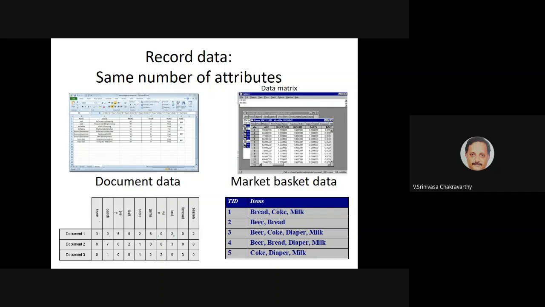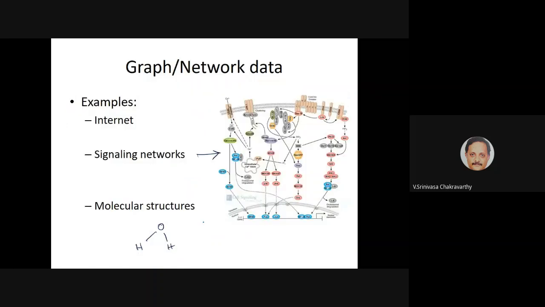In document data also, a document can have thousands of words, many different words, but I'm only counting the number of occurrences of some important words, the keywords, and we'll be able to construct a vector which is of common dimension across the objects, across different documents.